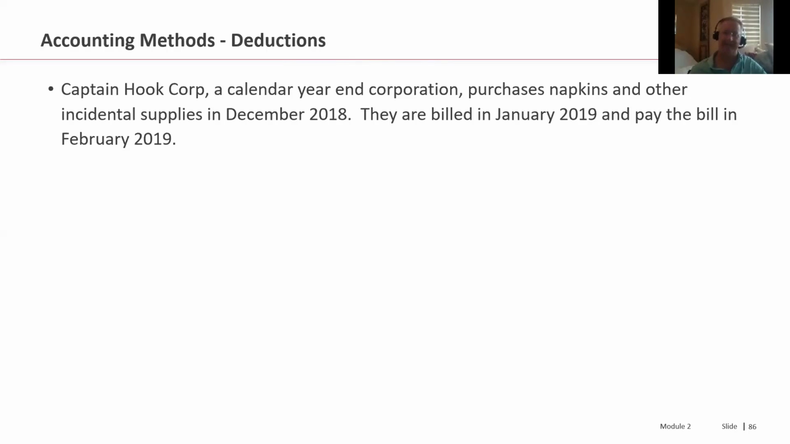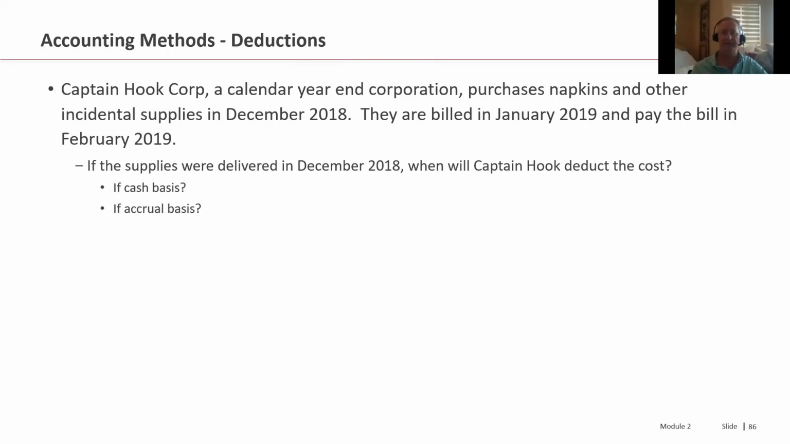They're billed in 2018. They pay it within 30 days, so it gets paid in February of 2019. So they're a calendar year-end corporation. Let's assume they're a small business, and they could be a cash basis if they wanted to. So if the supplies were delivered in 2018, when will Captain Hook deduct the cost of these supplies if they're a cash basis taxpayer? So a cash basis taxpayer, what is the rule?